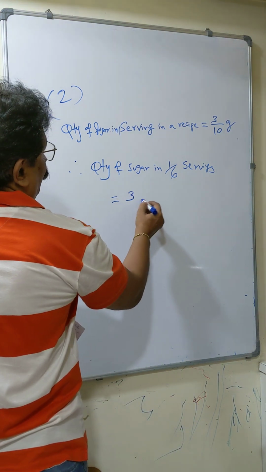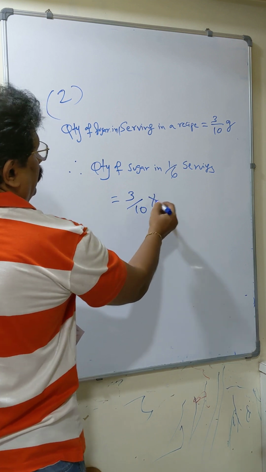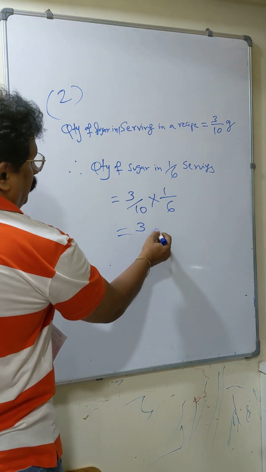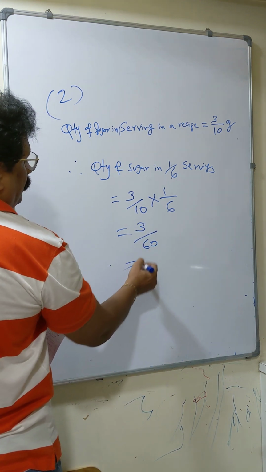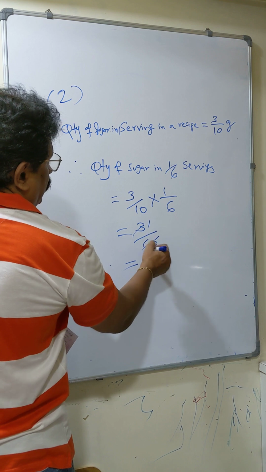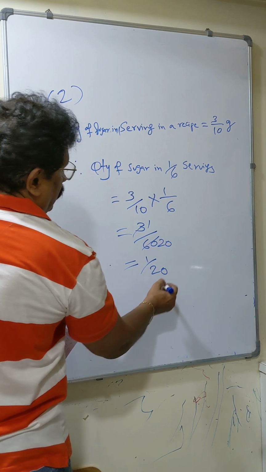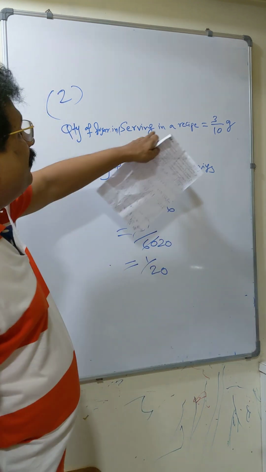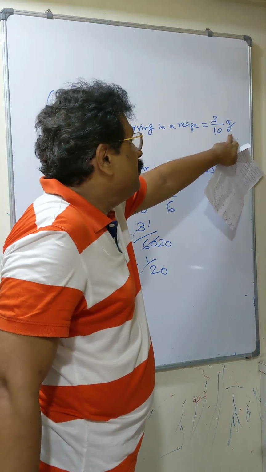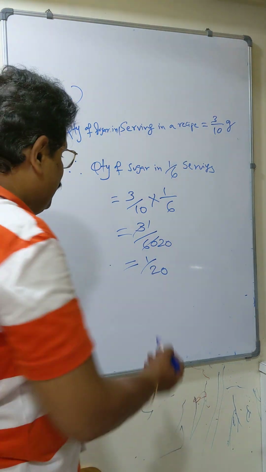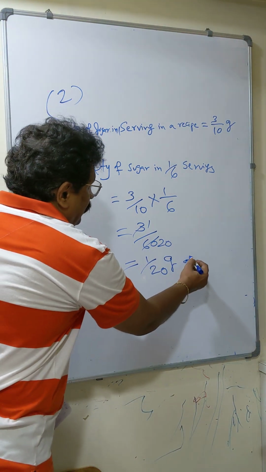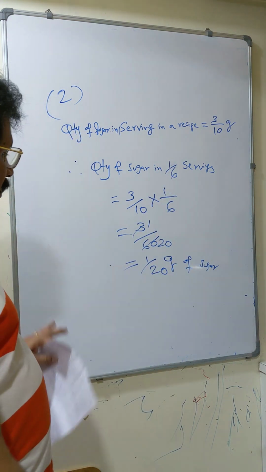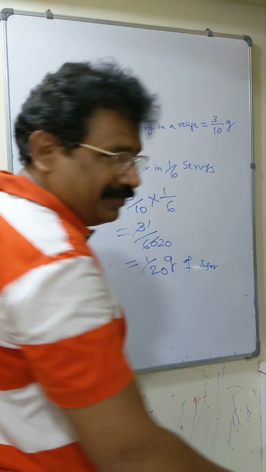So that is equal to 3/10 gram multiplied by 1/6. That is equal to 3/60. 3 ones are 3, 3 twenties are 60. 1/20. They have used grams of sugar. So how many grams of sugar? 1/20 grams of sugar in 1/6 servings. So 1/20 gram is the answer. Okay.